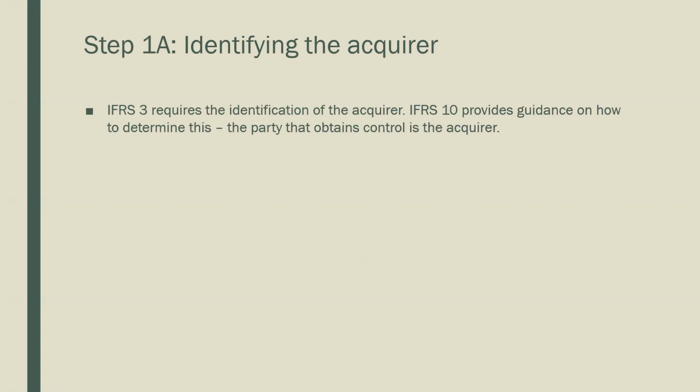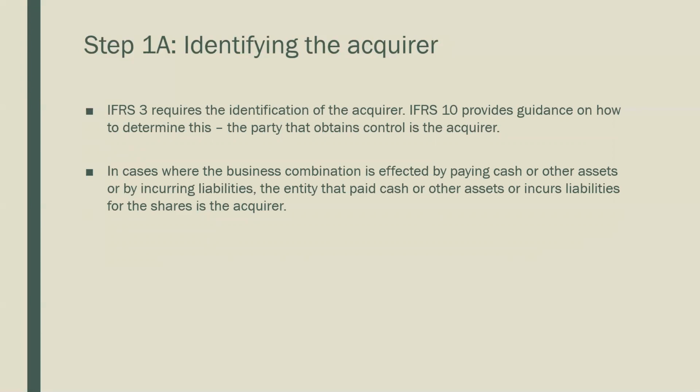Take a look at the first step, identifying the acquirer. Under IFRS 3, the acquirer needs to be identified, and there's some guidance included in IFRS 10 on how to determine this. It's basically that the acquirer is the party that obtains control. Now, in most cases, business combinations are done by transferring cash or other assets or by incurring liabilities. So if that were the case, the entity that paid cash or other assets or incurred liabilities for the shares will be seen as the acquirer.